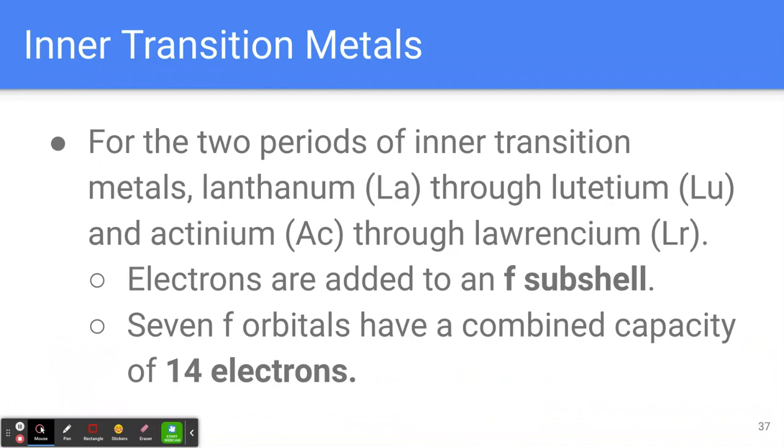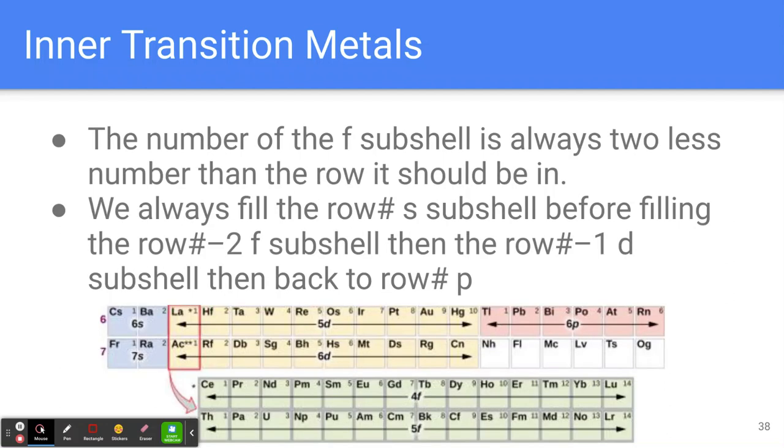Now our inner transition metal area, which is lanthanum through lutetium and actinium through lawrencium, those are the bottom 2 rows there. What we're going to do there is we're going to add those electrons to an f subshell. Now the f area can hold 14 because we have 7 orbitals. 7 times 2 gives us that 14. So our inner transition metal area down here always is 2 less than the row it's supposed to be in. Now, I know it's tough to think about, but those rows down at the very bottom of the periodic table are actually supposed to slide up into the periodic table where you see that red outline. And so cesium is supposed to be in the 6th row, but its f block is numbered 4. So those f blocks are always 2 less than the row it should be in.